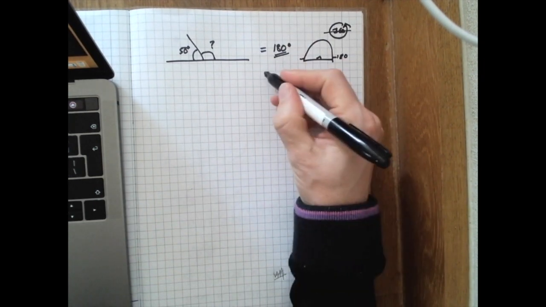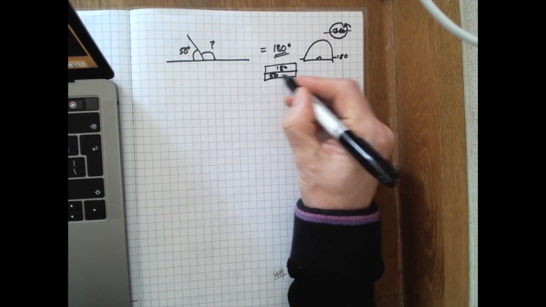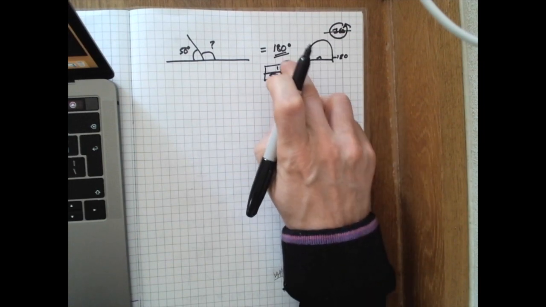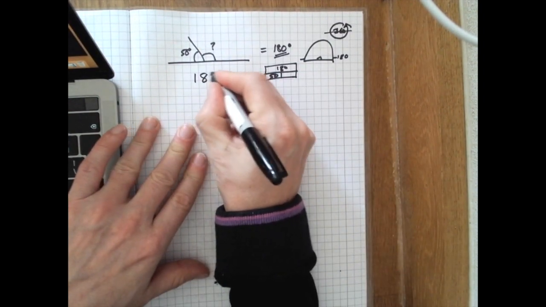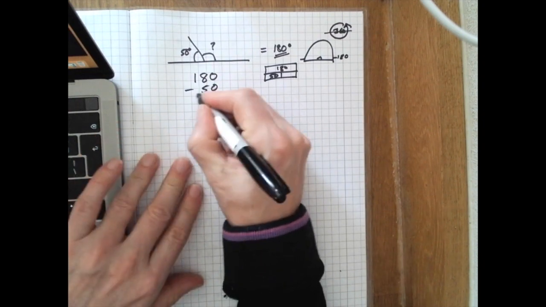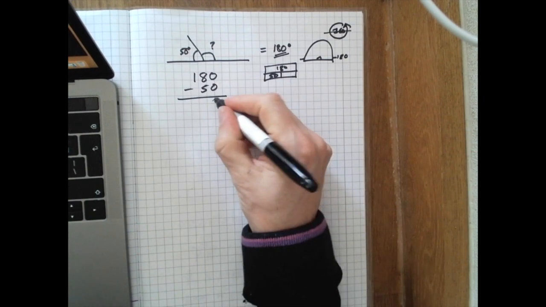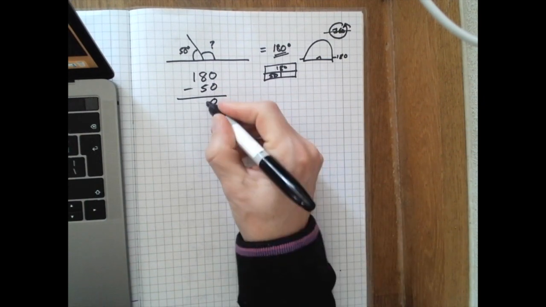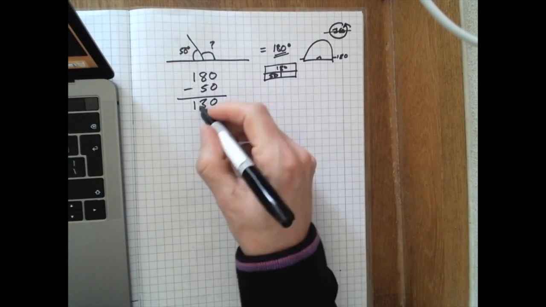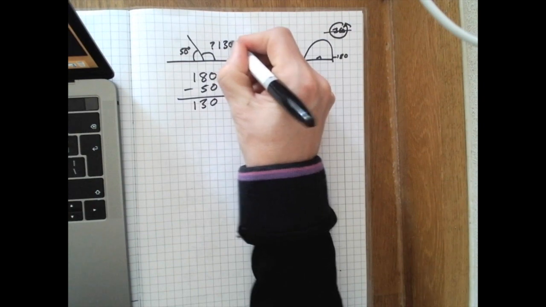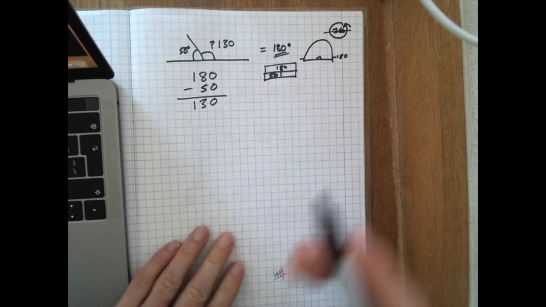Well, if we know that both of them are 180, we can look at a sort of bar model like this. If that is 50, then this one is going to be 180 take away 50. So we can do this. 180 subtract 50. 0 take away 0, that is 0. 8 take away 5, that is 3. 1 take away nothing, that is 1. 130. 130 is our angle, and that makes sense because 130 plus 50 equals 180.